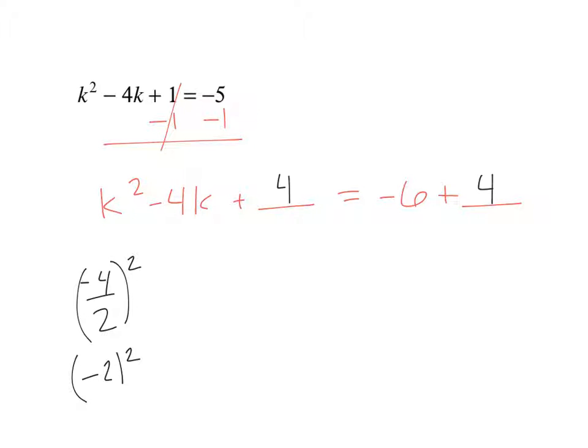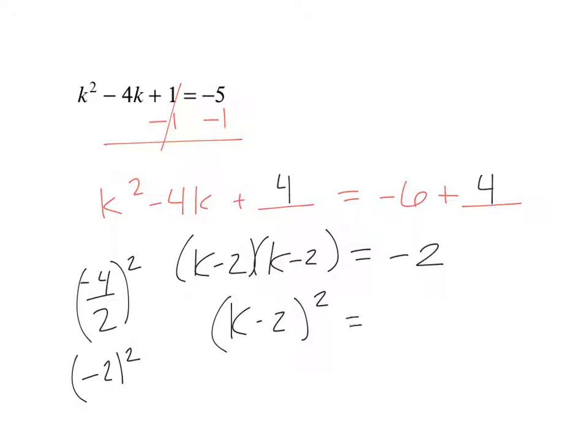That allows me to factor with AM and create two binomials that are the same. So I want to get to a negative 4, so it'll be negative 2 and negative 2, because the factors of 4 that add to 4 are 2. And that equals negative 2. This becomes k minus 2 squared equals negative 2.